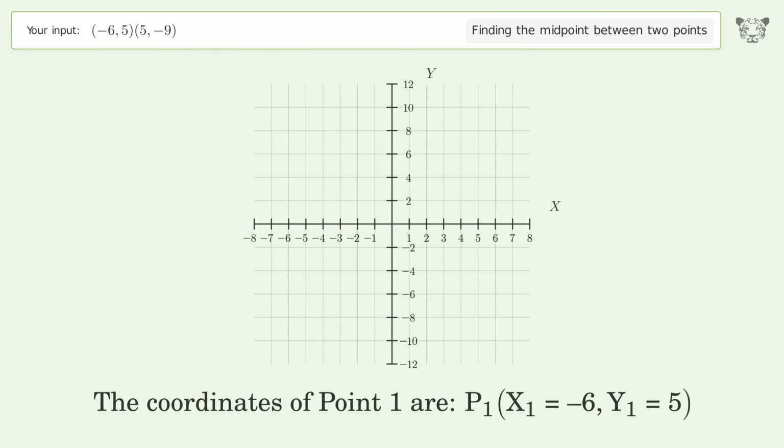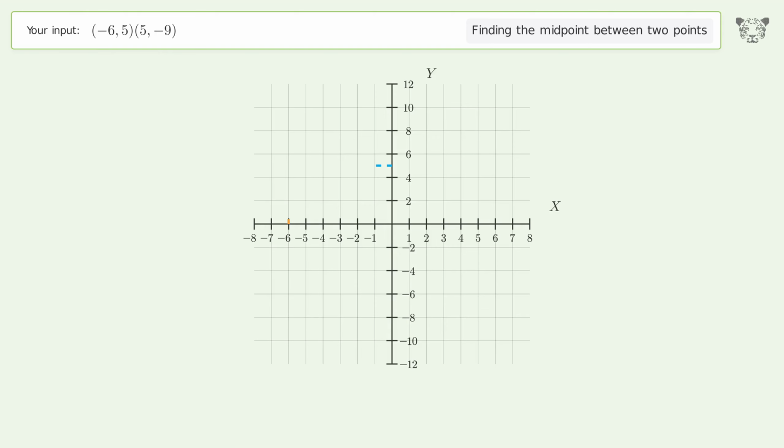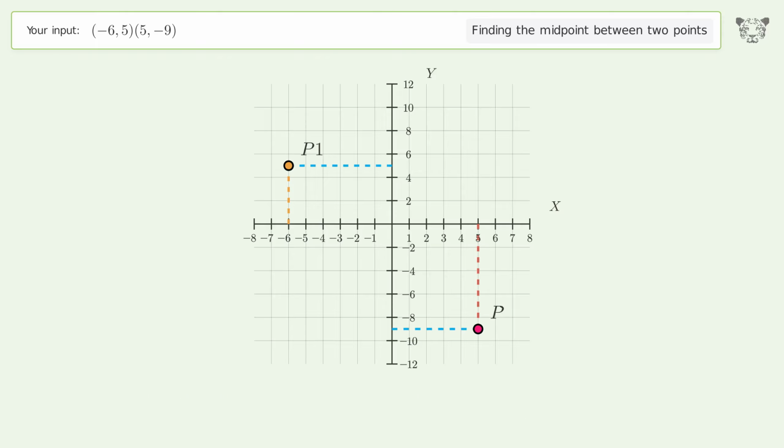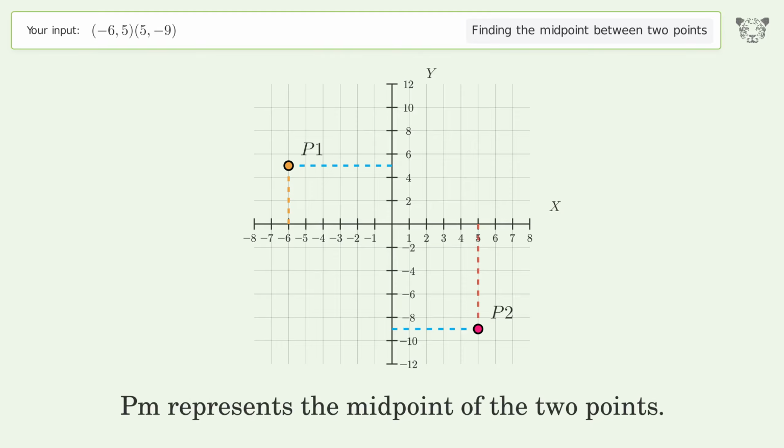The coordinates of point 1 are, x1 equals -6, y1 equals 5. The coordinates of point 2 are, x2 equals 5, y2 equals -9. PM represents the midpoint of the 2 points.